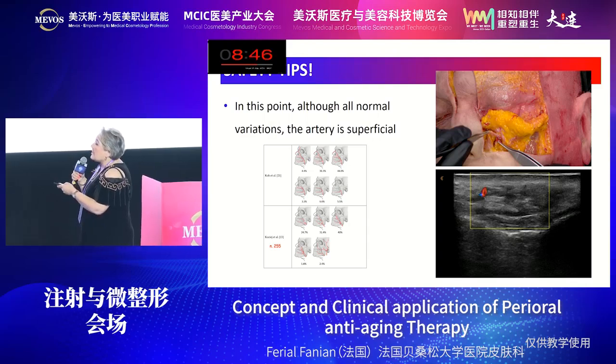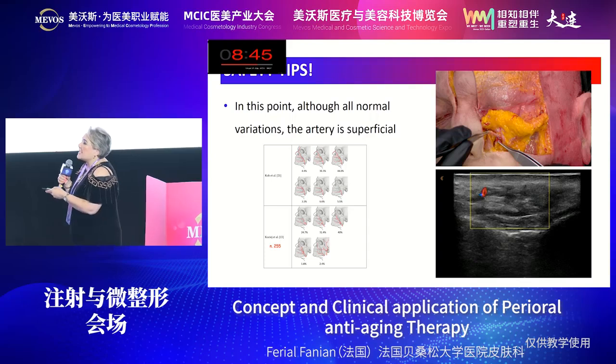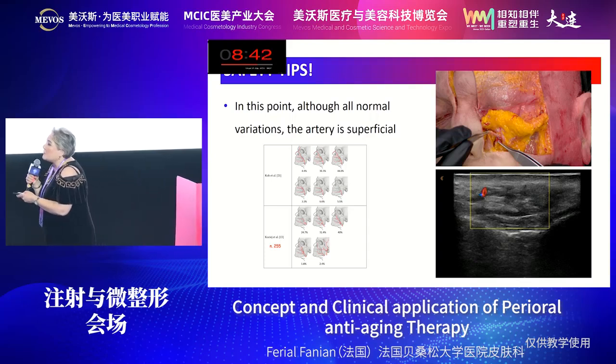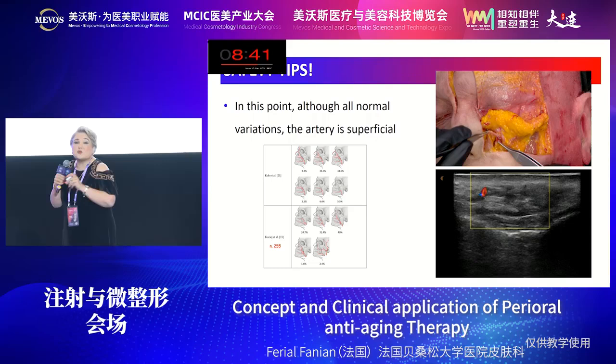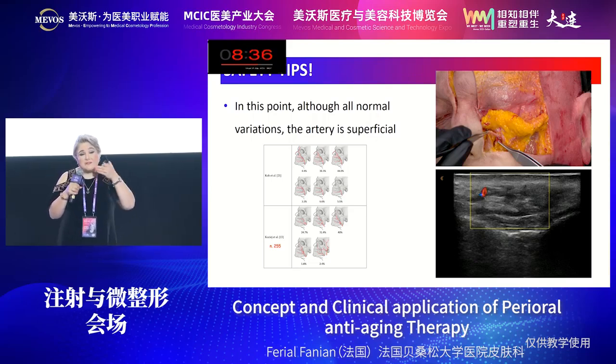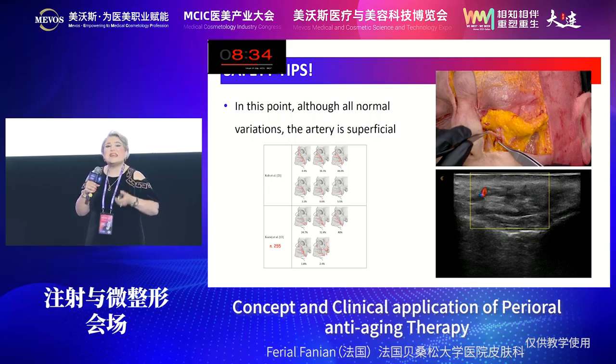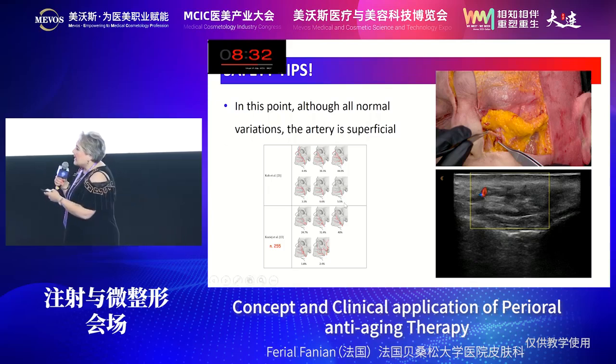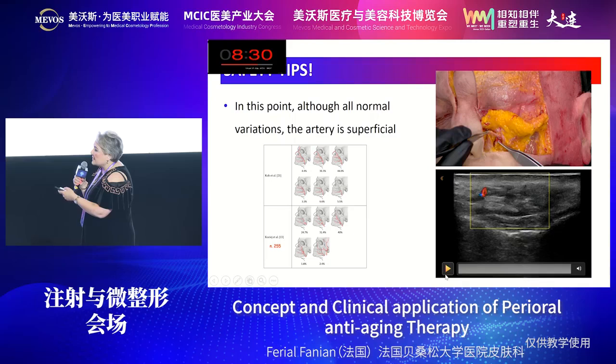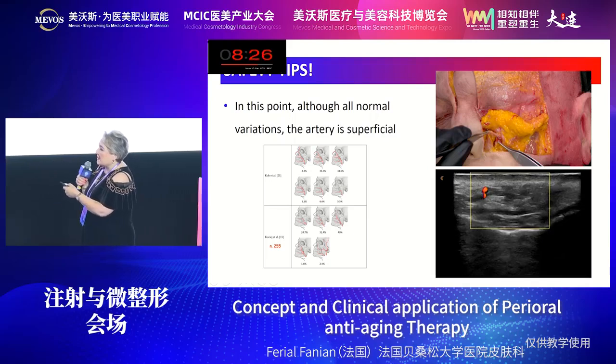So, this is the anatomical part that shows that at this point, although there are normal variations, the artery is superficial. So, if you go deep to the bone, normally with a tilt toward the nose, it is a safe injection. And here is also the ultrasound that shows that the artery is superficial and you can go deep to the bone. This is the bone.